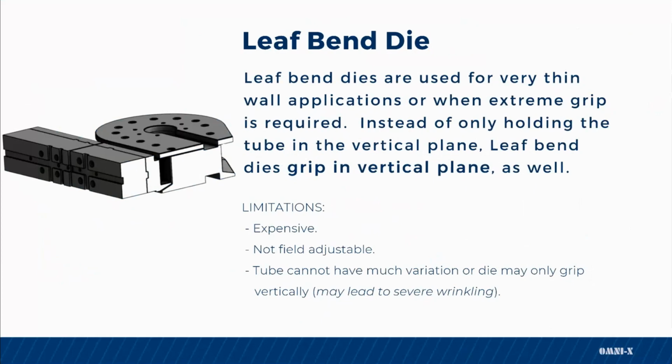Leaf bend dies are only used for very thin wall applications or when extreme grip is required. Instead of only holding the tube in the vertical plane, leaf bend dies grip in the vertical plane as well. The limitations of leaf bend dies are that they are expensive, they are not field adjustable, and they do not allow for much batch-to-batch tube variation, or the die may only grip vertically, which could result in wrinkling.